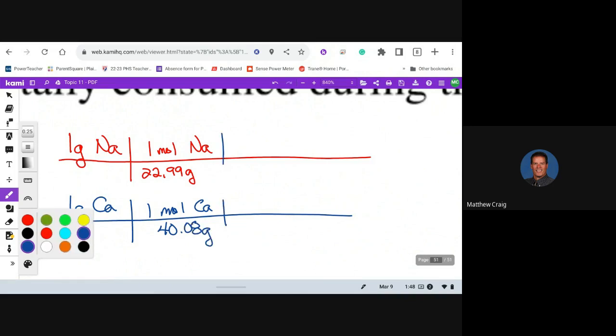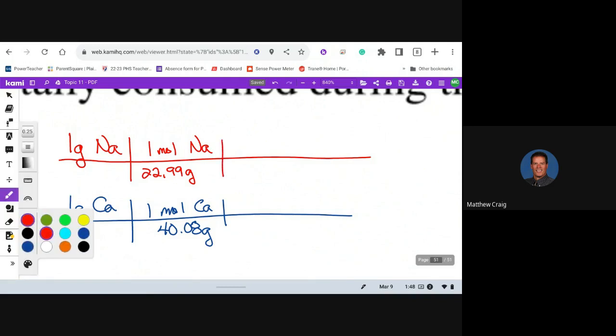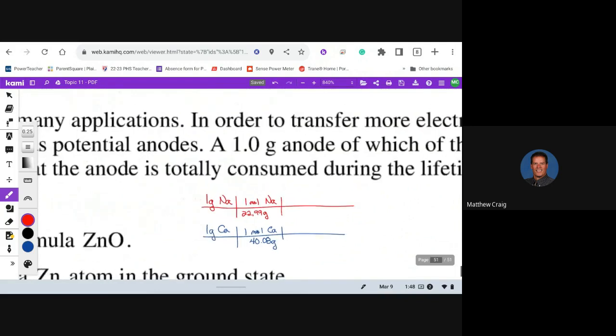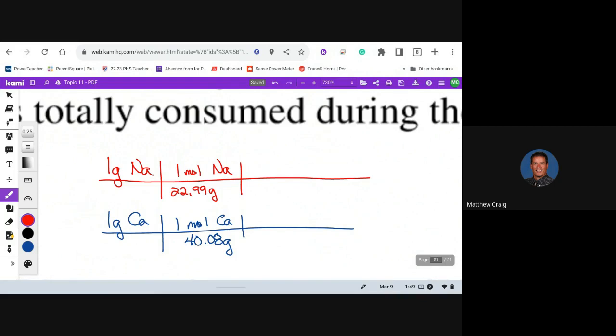Okay. So what do we want to do next on this? Determine what? How many electrons you get per mole? That's facts. So no Faraday. So in 1 mole of sodium, how many electrons do you produce? 1 mole of electrons. Well done. Because we know sodium wants to be +1. And in 1 mole of calcium, 2 moles of electrons.